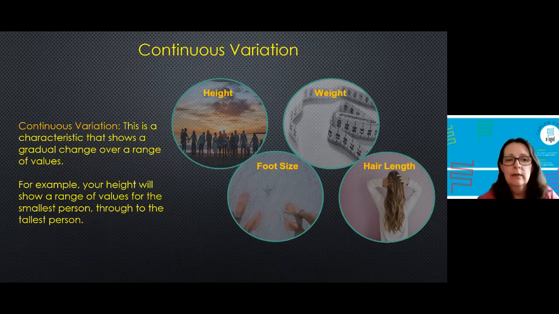So height can vary, weight, hair length, and size of feet, and it shows a change in values over a particular range where you might have in your bell-shaped curve a small number of people at a lower height, and then quite a few people in the middle part, and then at the other end of your graph where you have very tall people, you would have a very small number again.